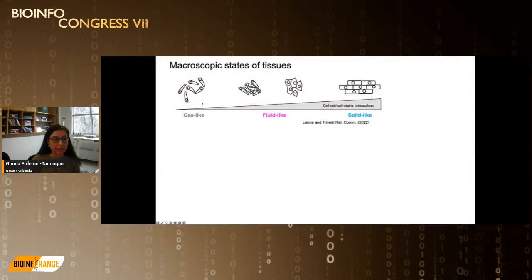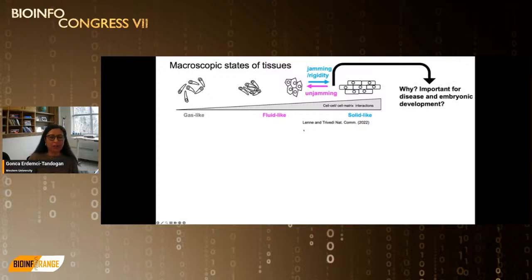Biological tissues display gas-, fluid-, or solid-like features. For example, they display physical material properties similar to physical matter. But what is really interesting, what makes biological tissues so interesting, is that they can go through phase transitions by changing their microscopic features even slightly. So, for example, they can go from fluid to solid, a jamming transition, or solid to fluid, an unjamming transition. But why would biological tissues do this? Is this something important for their function?